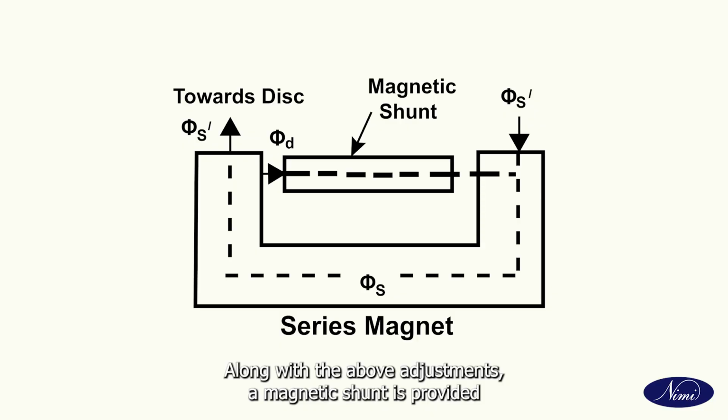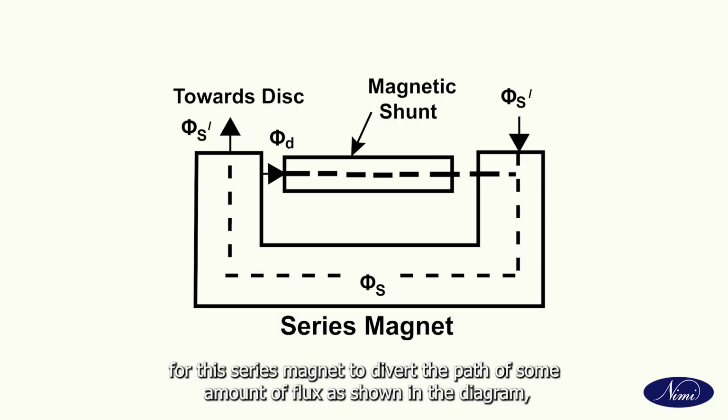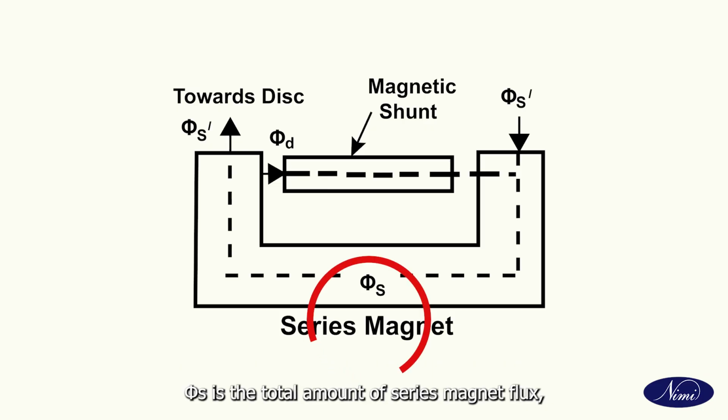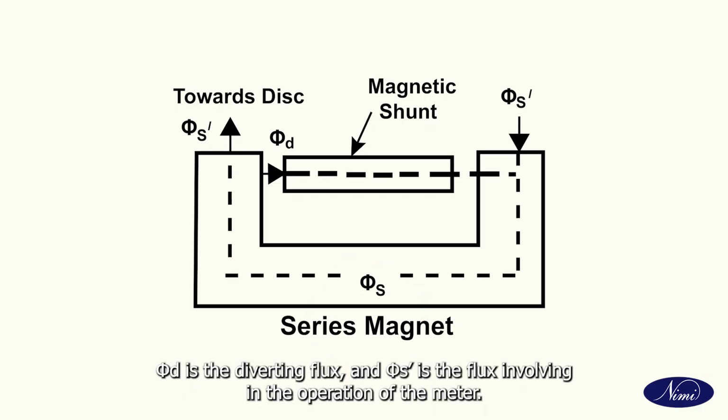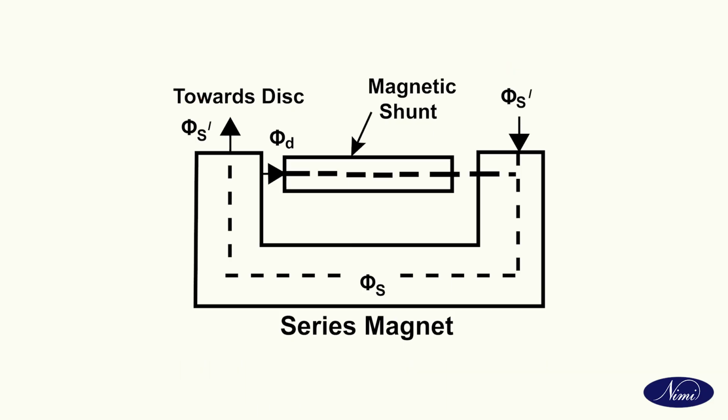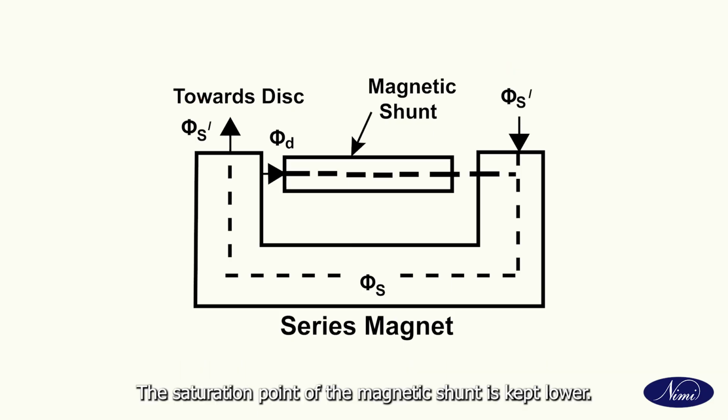Along with the above adjustments, a magnetic shunt is provided for the series magnet to divert the path of some amount of flux, as shown in the diagram. Phi s is the total amount of series magnet flux, phi d is the diverting flux, and phi s dash is the flux involved in the operation of the meter. The saturation point of the magnetic shunt is kept lower.